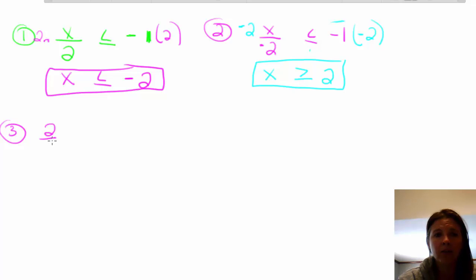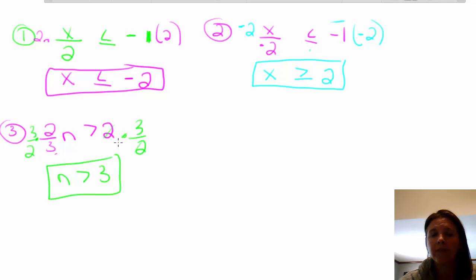So let's say we have 2/3 n is greater than 2. So again, we have 2/3 times n is greater than 2. You can divide by 2/3 since you get to use a calculator, or you can multiply by the reciprocal. It does not matter either one. If you want to divide by 2/3, it's fine. Those would cancel and end up being n is greater than 3. You didn't have to switch anything on that one.